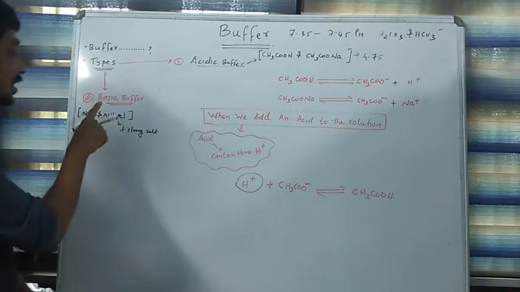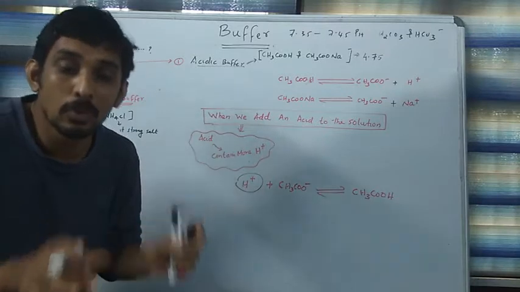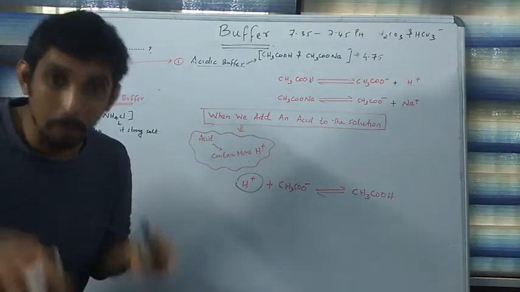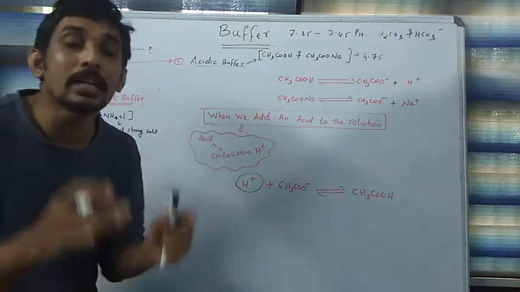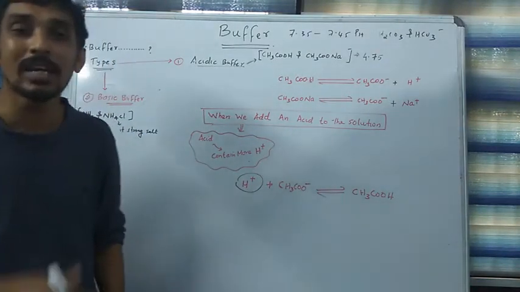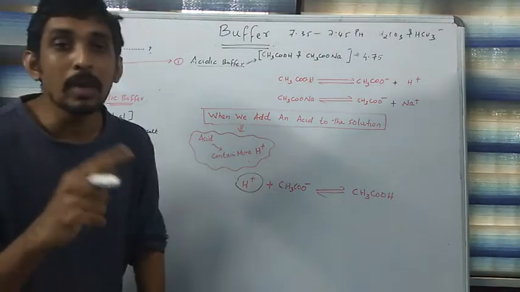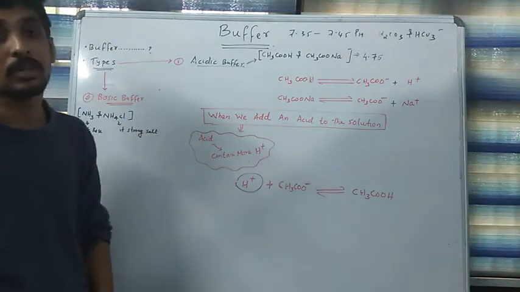Like that, an alkaline or basic buffer is a buffer solution which possesses a particular pH. That pH is not below 7, that pH is above 7. That is why it is called a basic buffer. That is one of the differences between acidic and basic buffer.